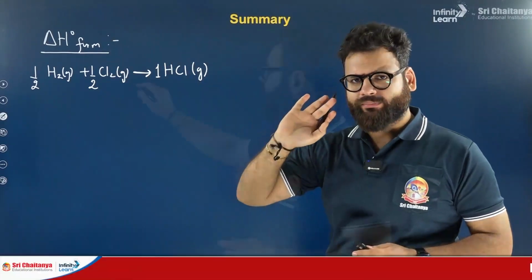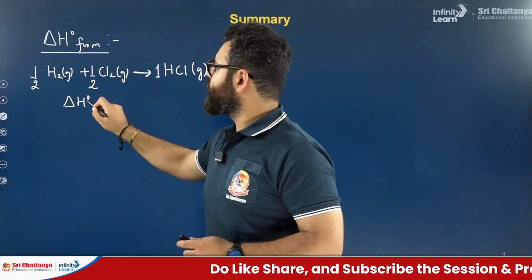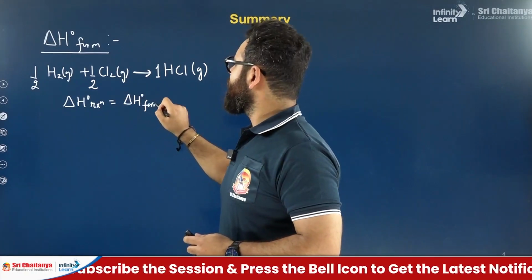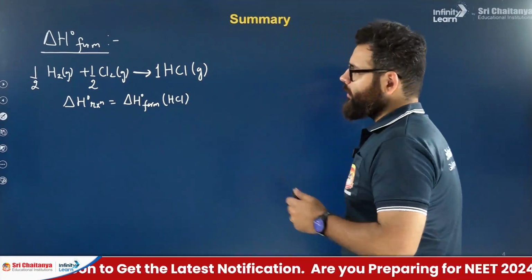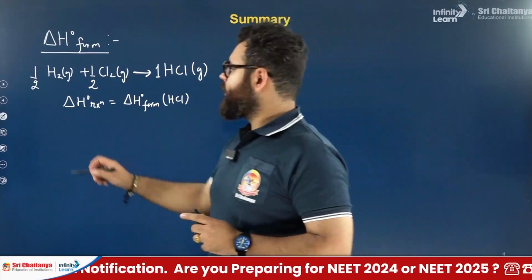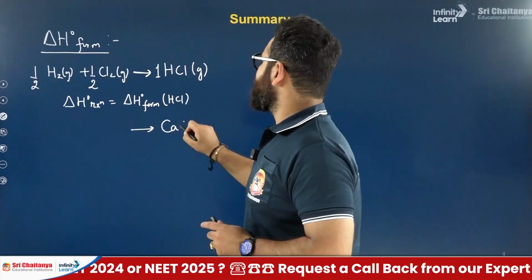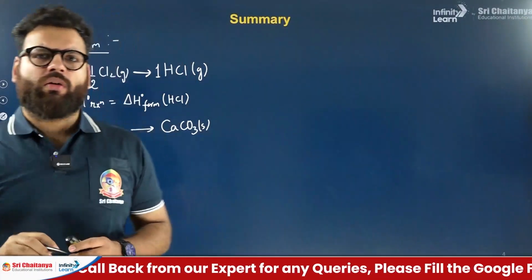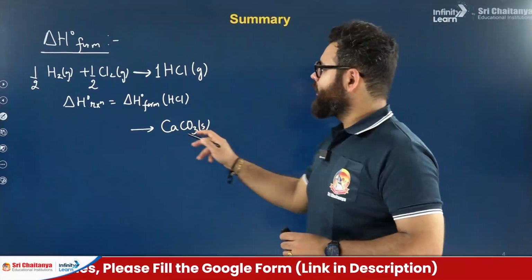I hope it makes sense. For this reaction, delta H of this reaction can be written as delta H formation of HCl. Okay. One more I am writing, then the rest you will write yourself. You please help me in writing. How do I write the formation of calcium carbonate solid? Think about it, all of you. Okay. Pause the video. Think about it. Write it. Okay. Right now we'll see.